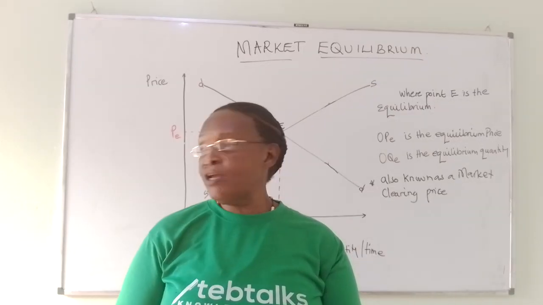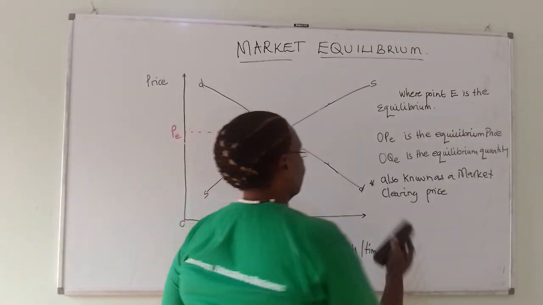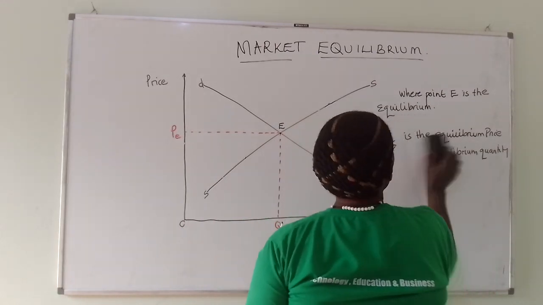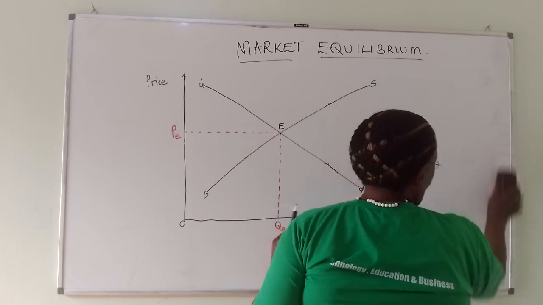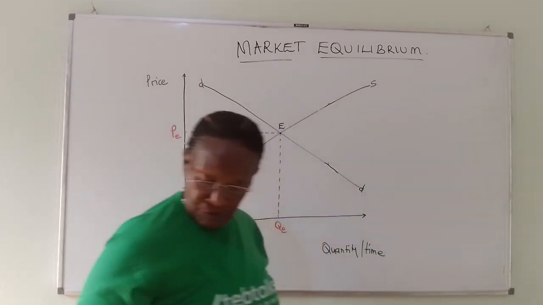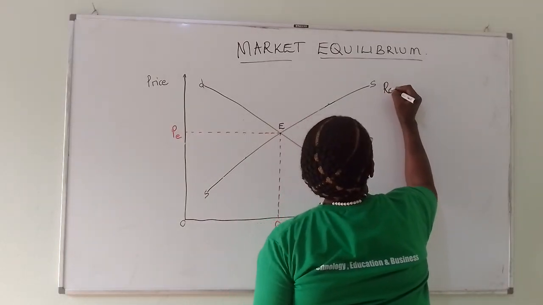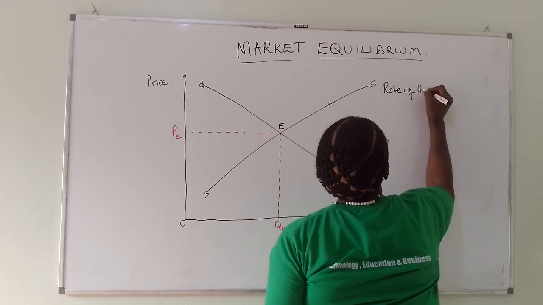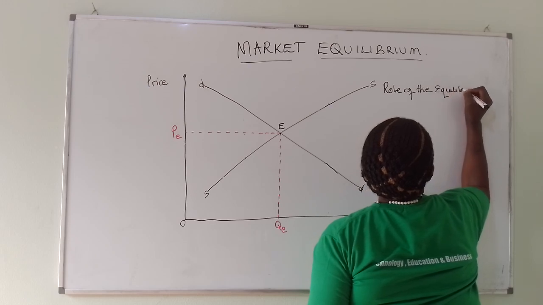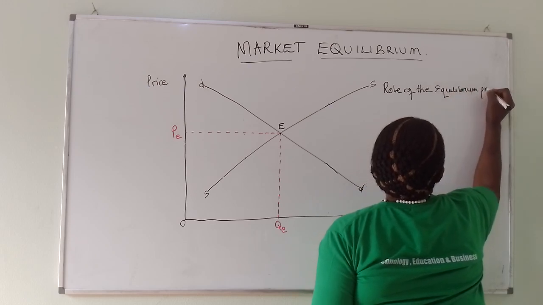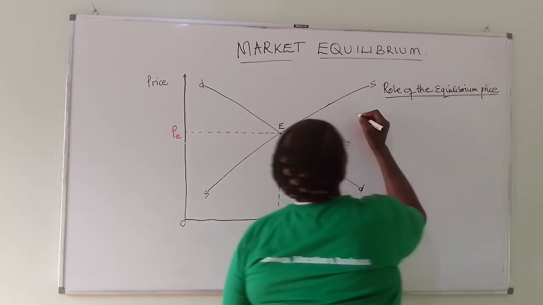So what is the role of the equilibrium price? Why are we interested in the equilibrium price? Does it have any function in our economy? Do we ever refer to it or apply it at any one time in our study? So please try to look at the role of the equilibrium price.